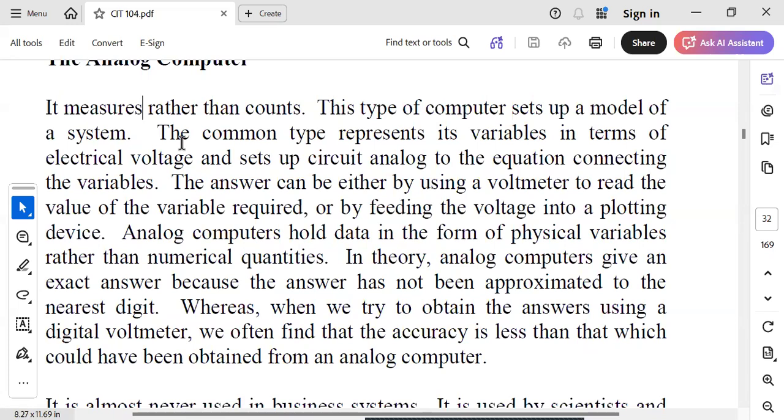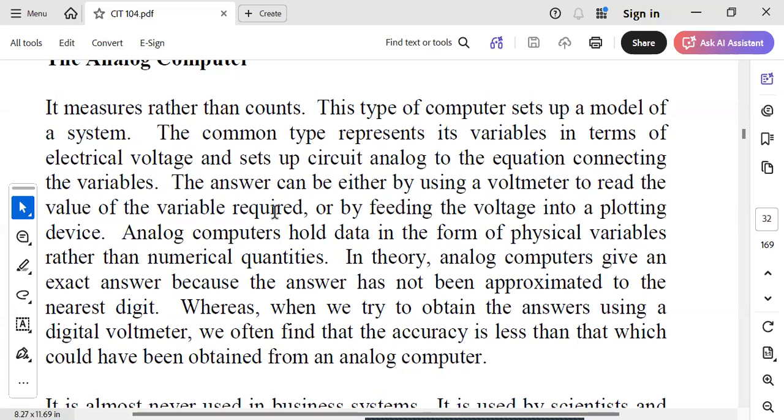It holds physical variables rather than numeric quantities. I really don't know how to explain this better. I think that's just what I could pick out from there. Like, analog computers hold data in the form of physical variables rather than numeric quantities. The explanation is right there in the body of the text. So just check very well. There is something you will say that will help us to understand this topic better.